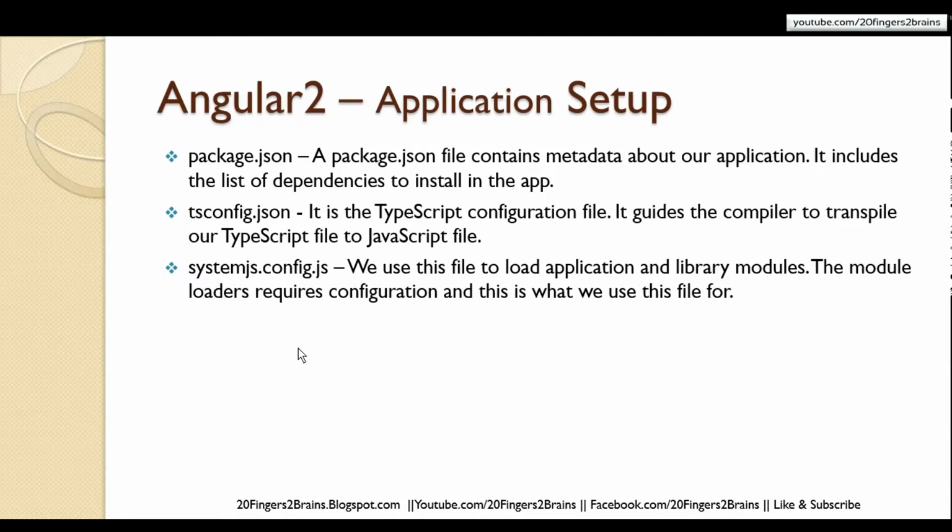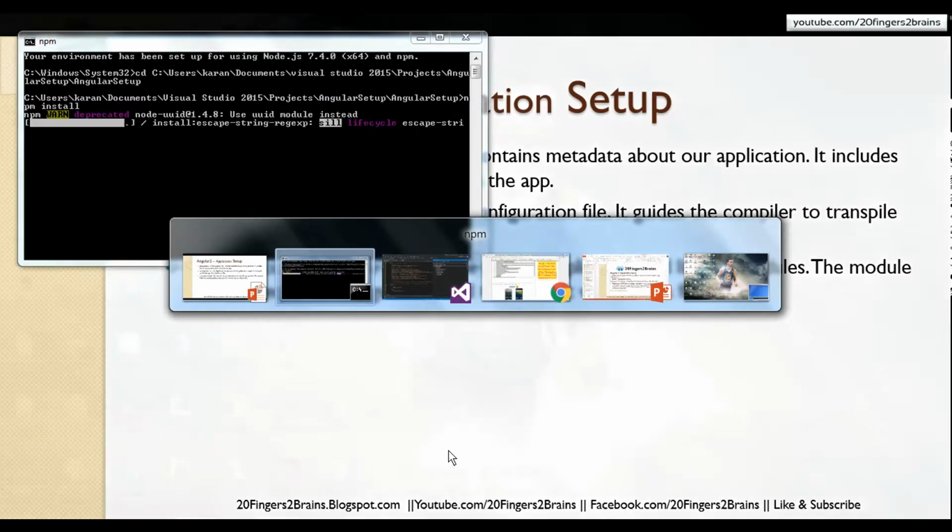So the third file is basically systemjs.config.js. We use this file to load application and library modules. The module loader requires configuration, and that is what we use this file for. So as you know, the Angular 2 application with TypeScript contains modules. So these modules will be connected through a parent module or app module. So how these modules get loaded into our application. So that configuration is basically stored in this systemjs.config.js. So these are the description of all these three files which we have added and why we have added.